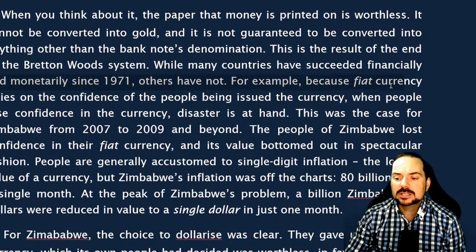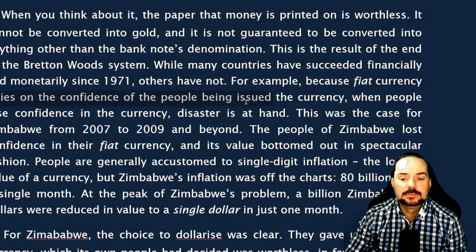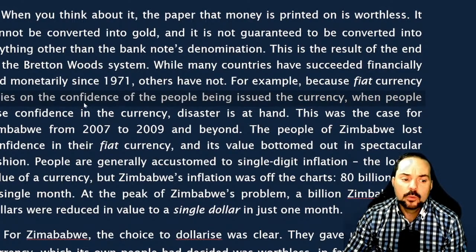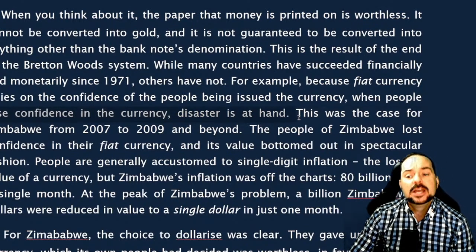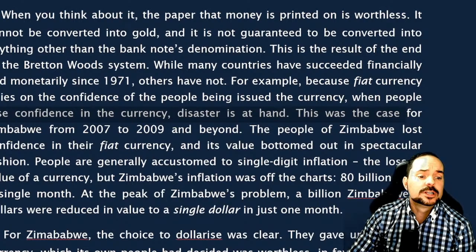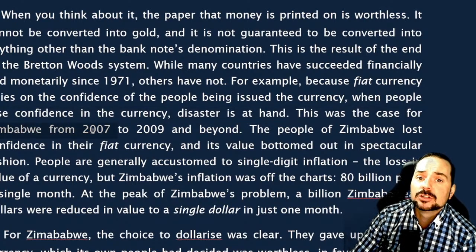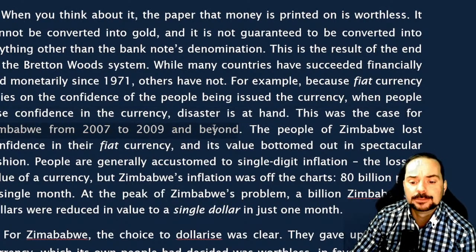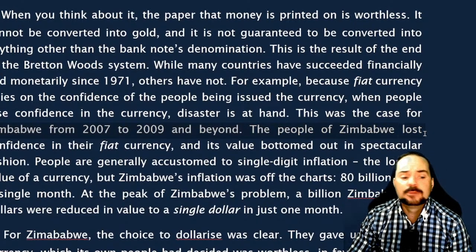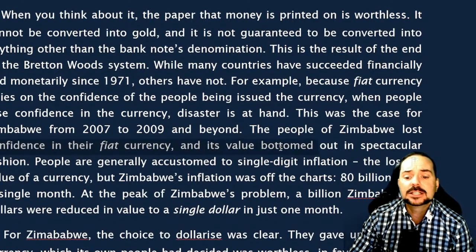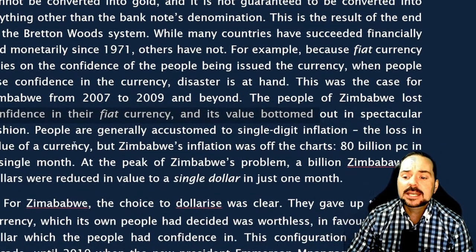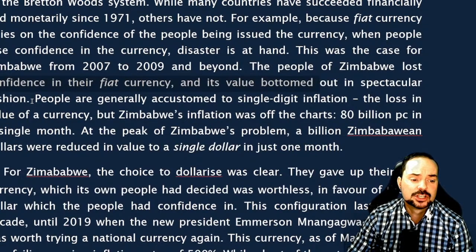For example, because fiat currency relies on the confidence of the people being issued the currency, when people lose confidence in the currency, disaster is at hand. This was the case for Zimbabwe from 2007 to 2009 and beyond. The people of Zimbabwe lost confidence in their fiat currency, and its value bottomed out in a spectacular fashion.